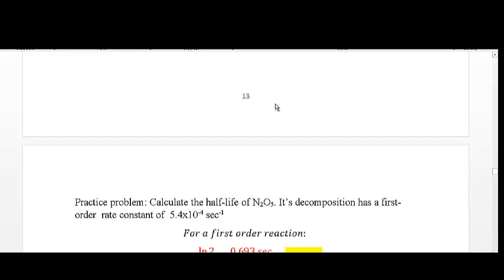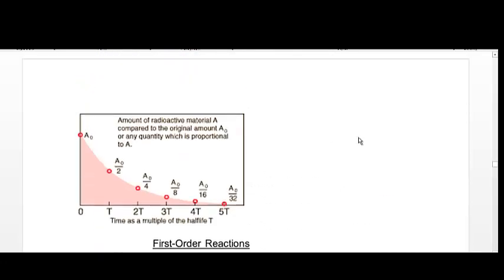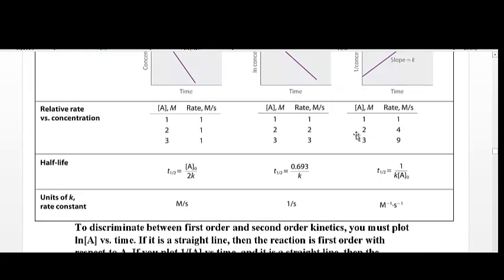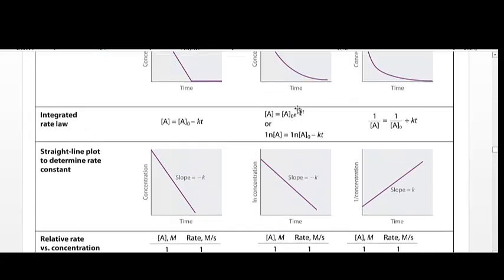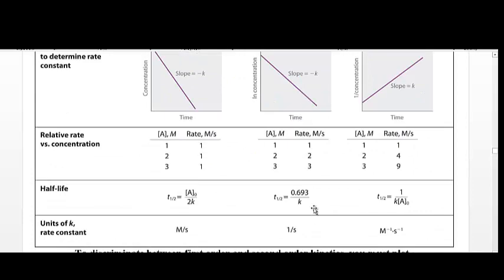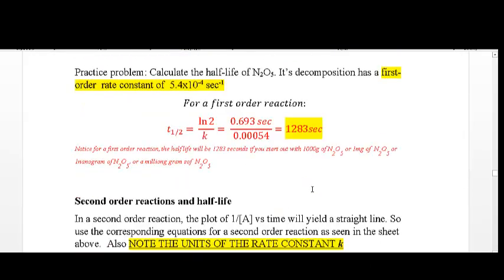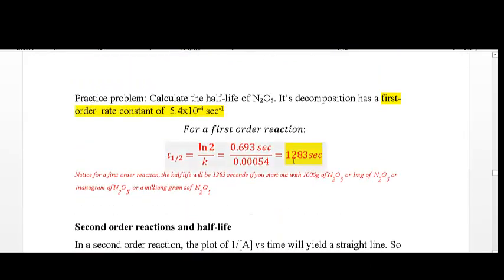So let's take a look at this problem here. The half-life of N2O5, its decomposition is first order. So go back to your chart here. What is the half-life for a first order reaction? As we've been saying, the half-life for a first order reaction is nothing more than natural log of 2 divided by K. So we can pluck that equation out and plug it in. Again, don't need to memorize anything for the exam. And that's what I did here. Natural log of 2 over K, and I'm getting 1283 seconds.